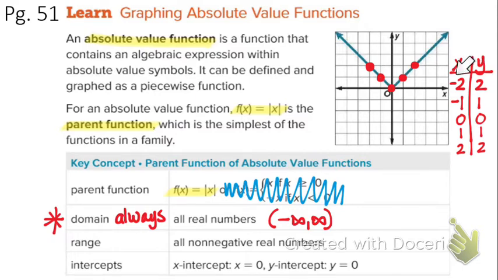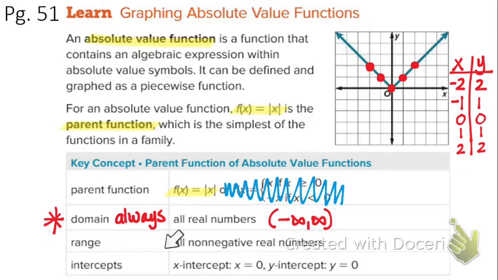My x values, I have negative and positive, which is why my domain is all real numbers. But for this side, which is your range, what's the lowest number on this side for your y? 0. And the other numbers, are they bigger or smaller? So we go 0, 1, 2. Are the numbers getting bigger or smaller? Bigger.